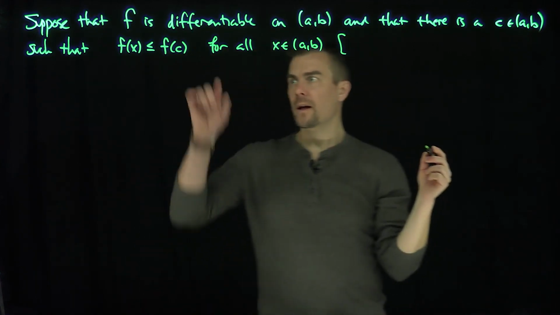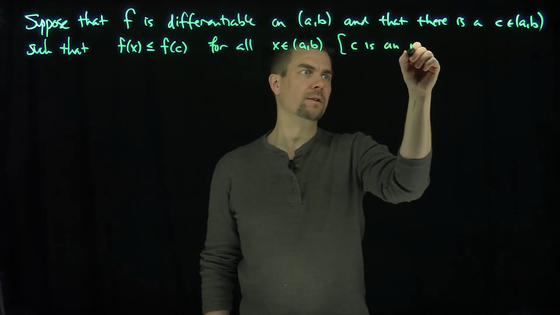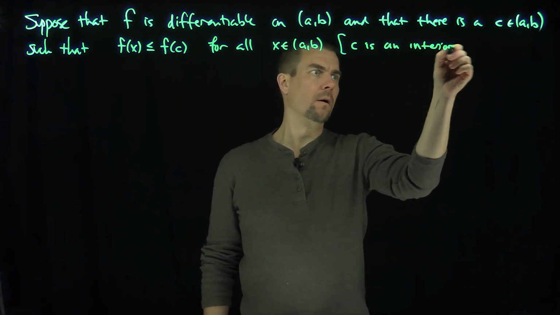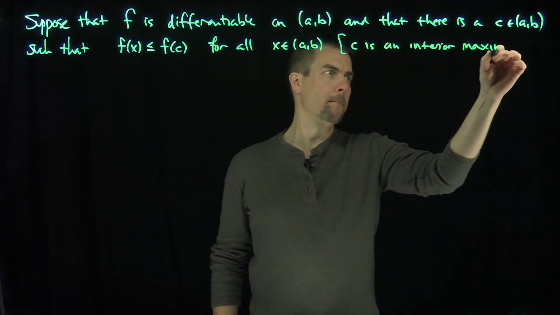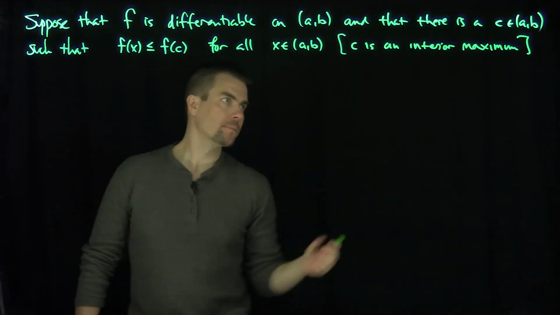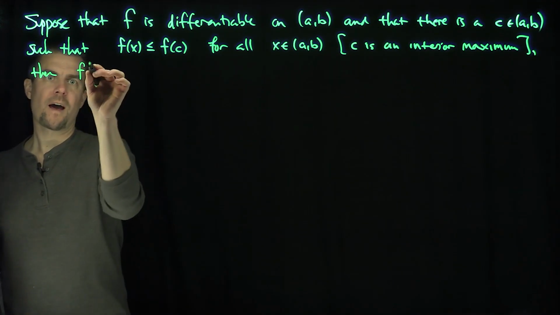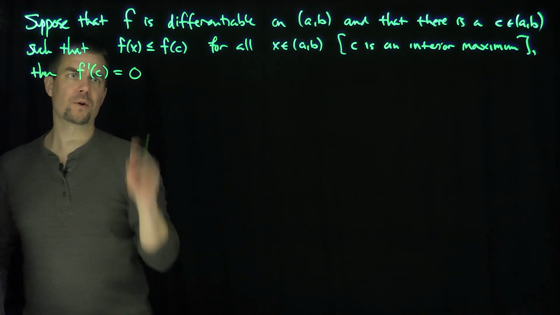Of course, this means that c is an interior maximum. Okay, so c is an interior maximum. Then f prime of c must be equal to 0.